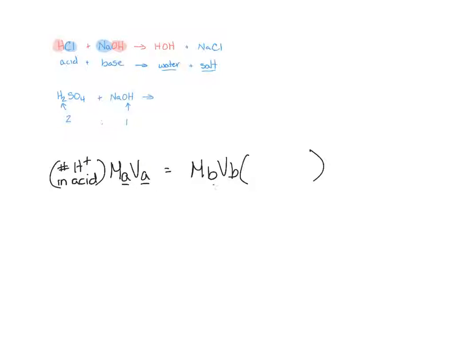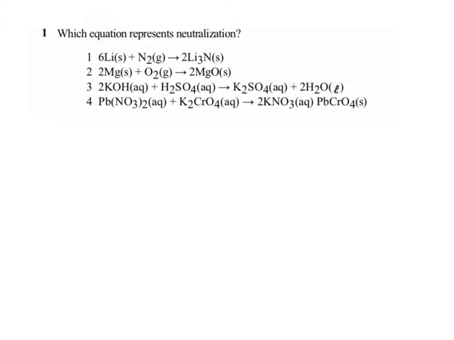And we're going to multiply the base side, the B side, by the number of OH ions in the base. Usually this is 1-to-1. Like when we had this up here, we had one H and one OH. But if they're not the same, you have to modify your formula. Okay, so we're going to practice 1 or 2 of those and see how that works.